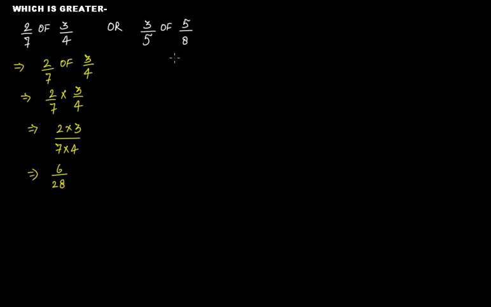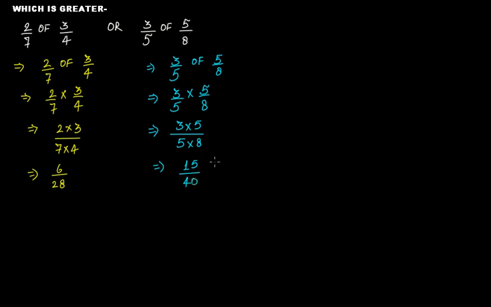Now solve for this one. This is 3 by 5 of 5 by 8. It means it will be 3 by 5 times 5 by 8. It means that this is 3 times 5 and 5 multiplied by 8. This will give you 15 by 40. Okay. Now you have to compare these two, right?